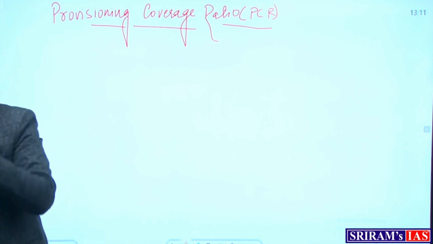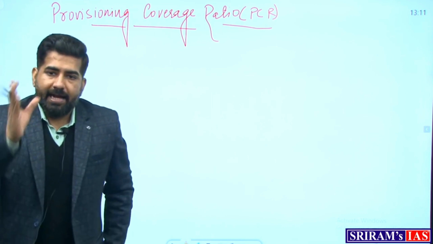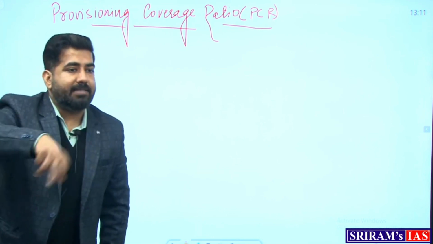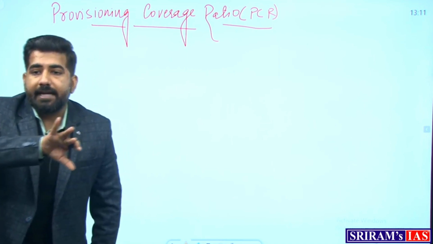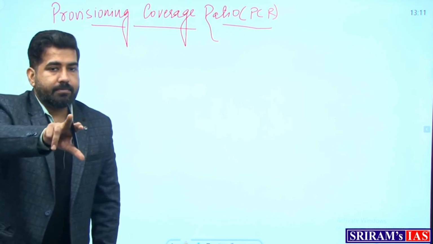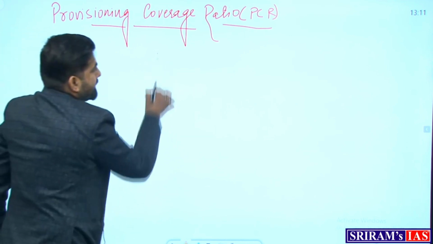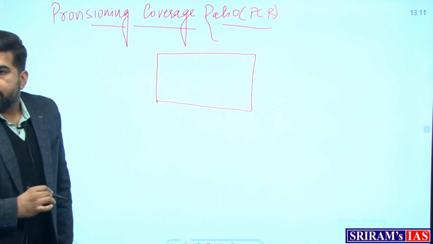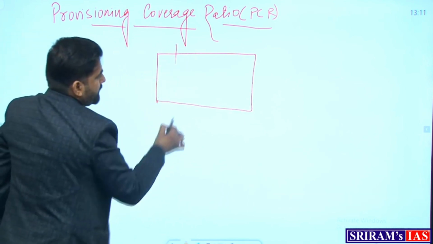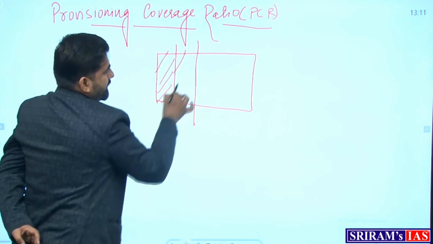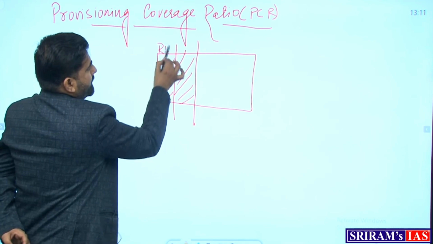So the provisioning coverage ratio says, as soon as the asset turns bad, you have to provide for that bad asset. Provide means you have to set aside the capital as a percentage of bad asset. Why? Just try to understand. Suppose this is reserve requirement. This is capital adequacy ratio.